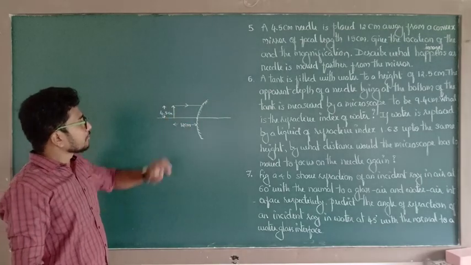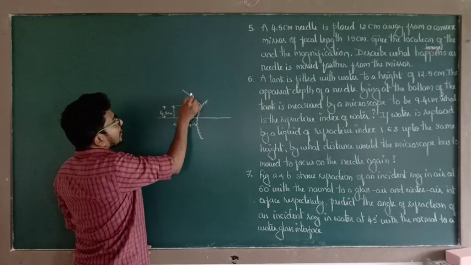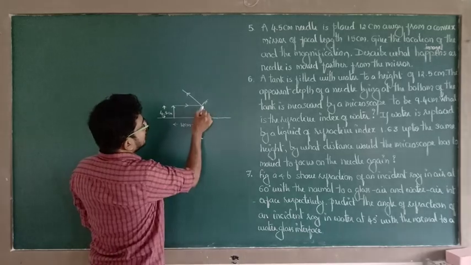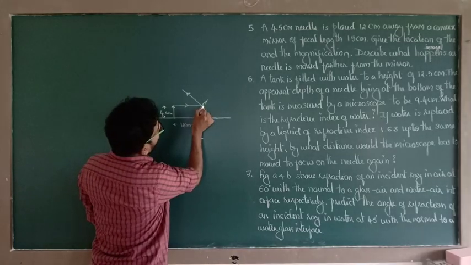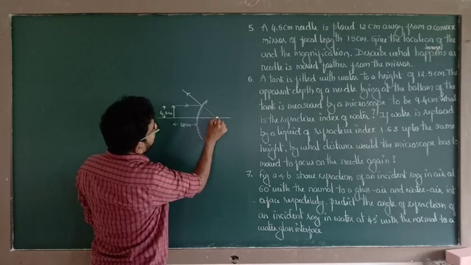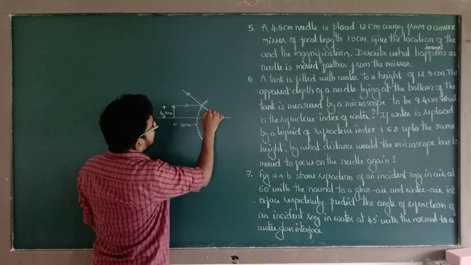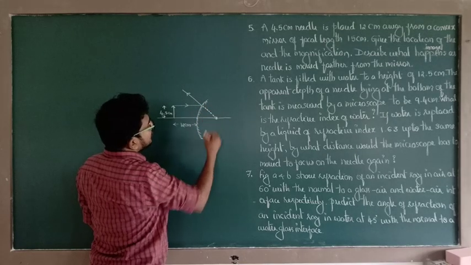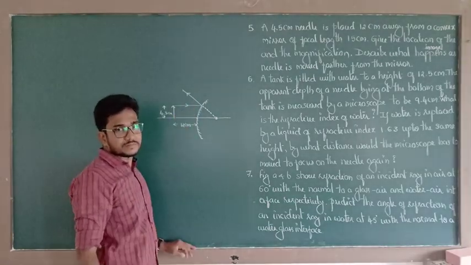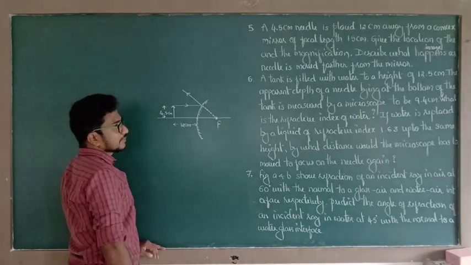Here the light ray is parallel to the principal axis. After reflection, the reflected light ray appears as if it is emerging from a point on the principal axis. That point is known as the principal focus, but this is not a real principal focus, it is the virtual principal focus. It appears as if this light ray is emerging from this point. So this is our virtual principal focus in case of a convex mirror.